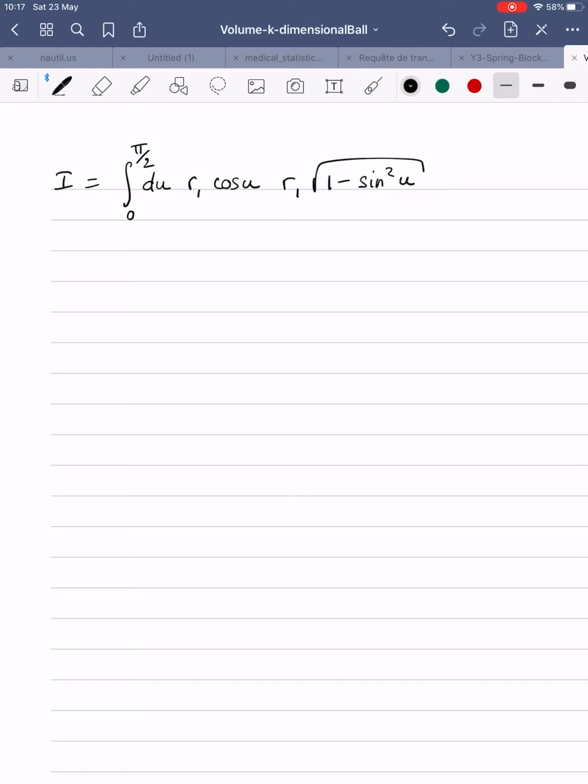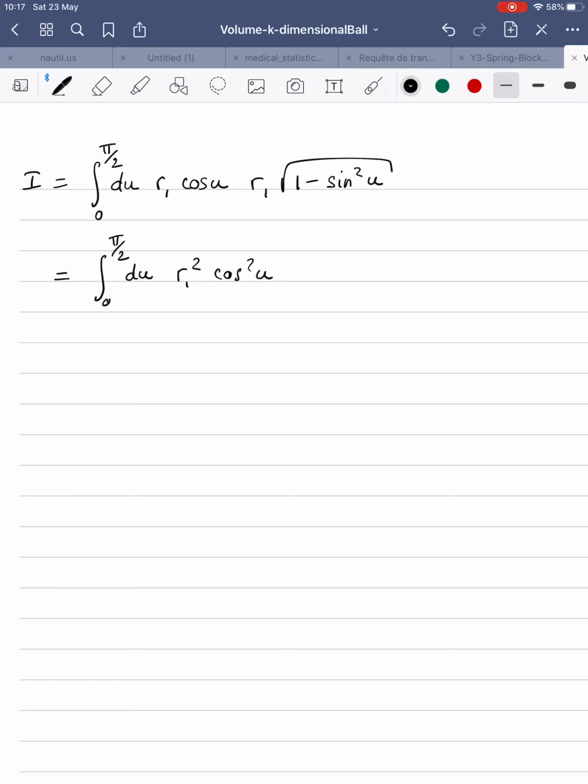And what I get in the end is basically the following. So 0 pi over 2, then du r1 squared cos squared u. Okay, now what I can do is use the double angle formula, and I will get something like this. So r1 squared, then 0 pi over 2 du, and then I get that this is 1 plus cosine 2u over 2. Okay, so that's a typical formula from trigonometry.